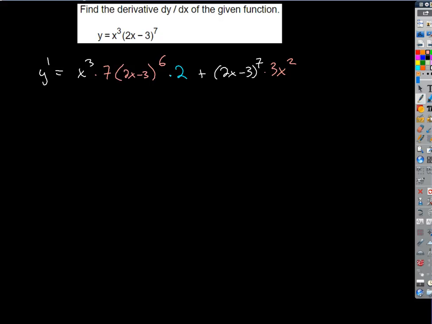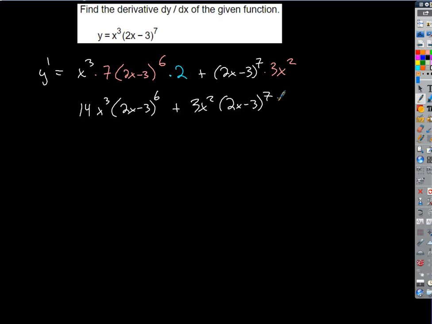Okay, so first of all, let's clean up each term. So this first one, I've got a 2 times a 7. Where does that 2 come from again? From the derivative of 2x minus 3. So we get a 14x cubed times the quantity 2x minus 3 to the 6th, plus 3x squared times the quantity 2x minus 3 to the 7th. Okay, so now what?